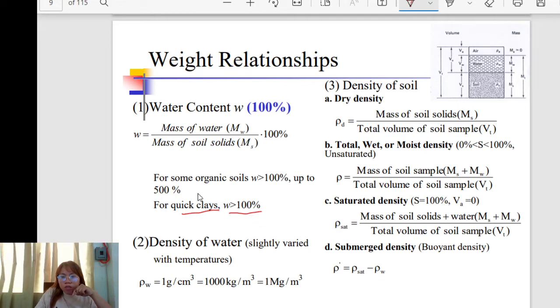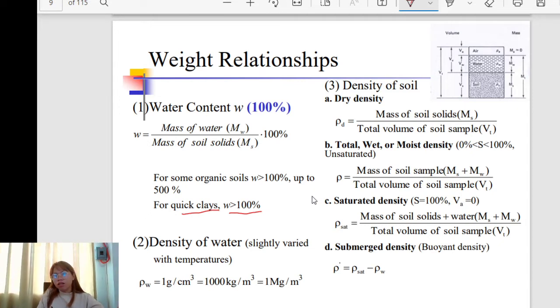100%. These quick clays, if you happen to watch a movie, there is also quicksand, di ba? The tendency of quicksand is that it will pull a person, and it is difficult to get back out, because of its properties. Also, these quick clays have almost the same concept as quicksand, no? The water content is greater than 100%.